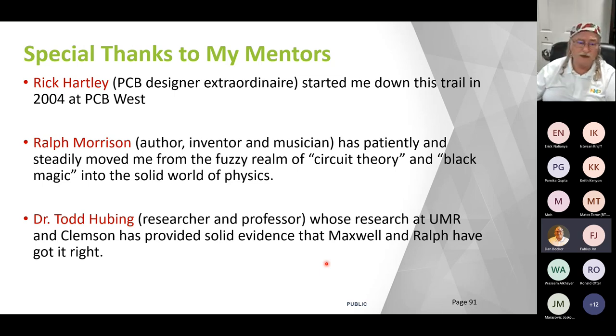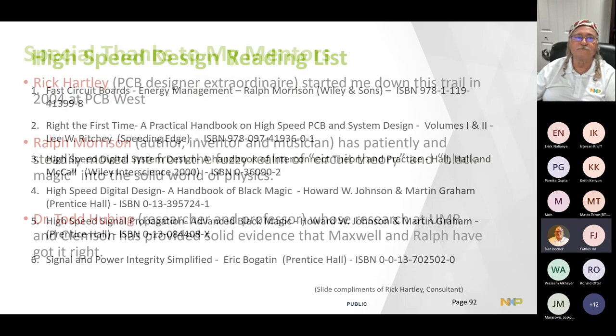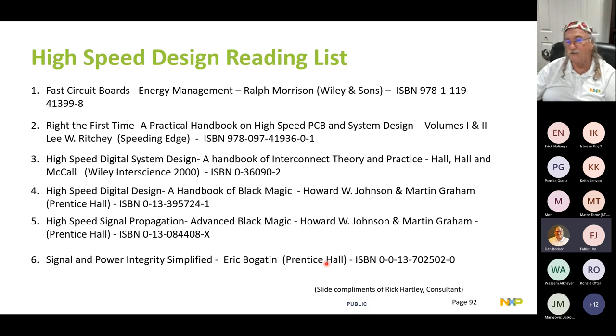Dr. Todd Hubing also is probably one of the most prominent individuals in our field. He's an independent contractor now, so if you need a big gun to help you, Todd's your man. He was a researcher at the University of Missouri-Rolla, and then the endowed chair of the Michelin Automotive Technology Center at Clemson, and now he's out there trying to help us understand that Maxwell and Ralph were both right.